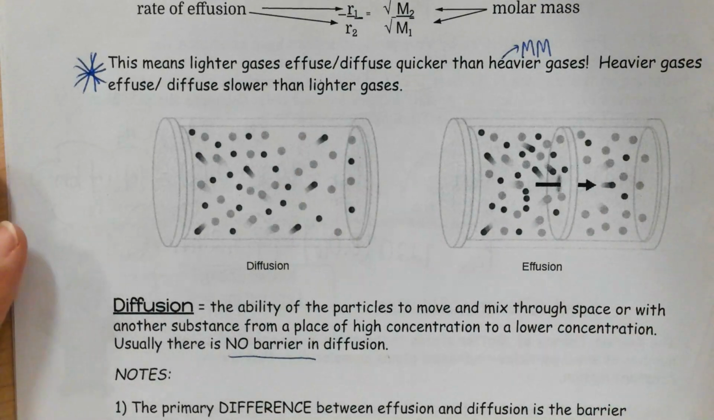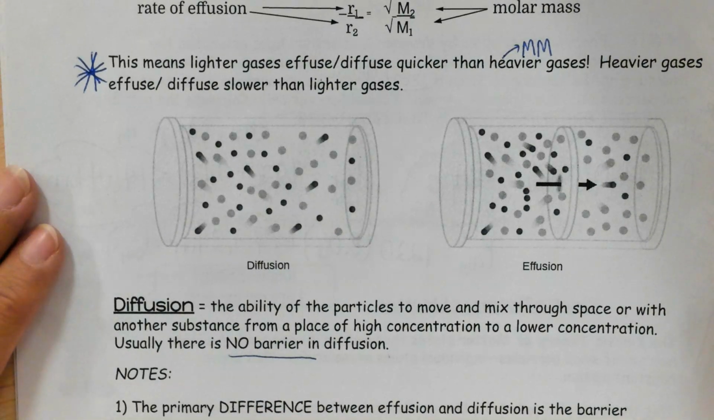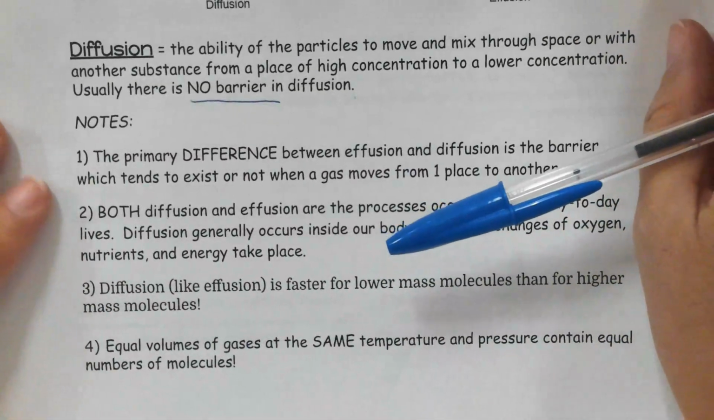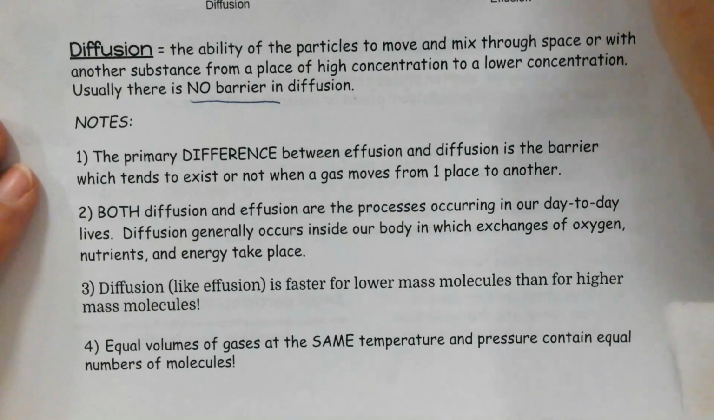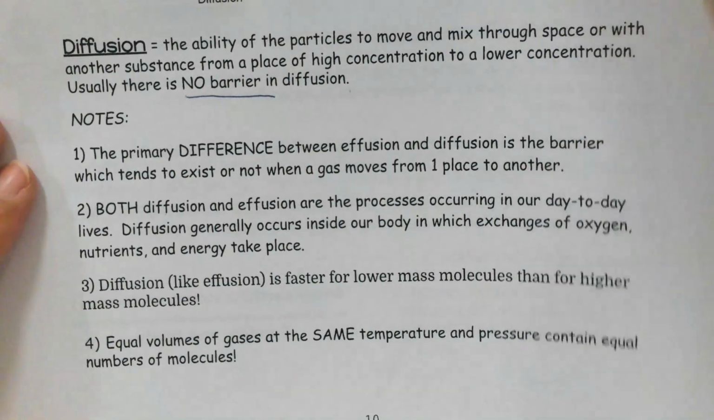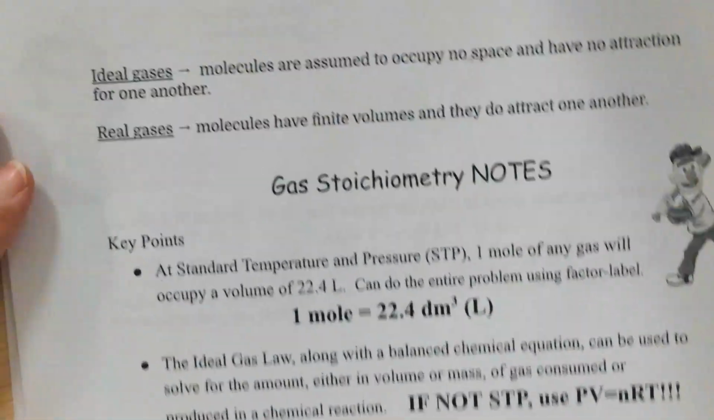Like when you smell something, say someone's cooking something really good and you're like, smell that barbecue, okay? Or whatever it is, okay? So it diffuses, those particles move from the barbecue to your nose, all right? So again, there are the differences. I'm not going to read them to you, but you guys can learn them as we go and read it yourself, all right?